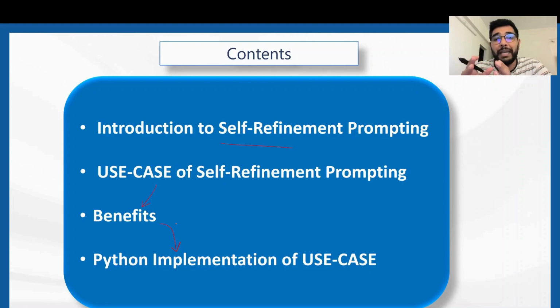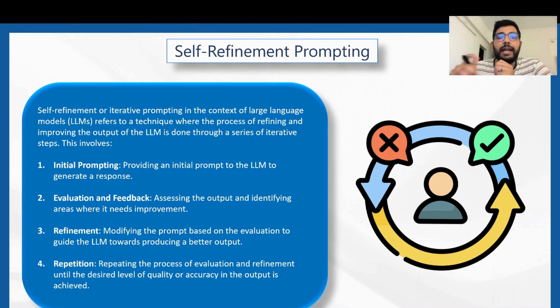post that, at the end, we'll be delving into how to implement the use case that we had discussed theoretically, how to implement that practically in a Python notebook. Now let's try to understand the meaning of self-refinement prompting.